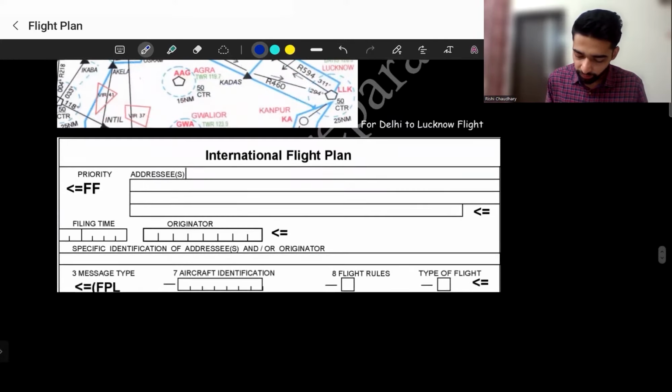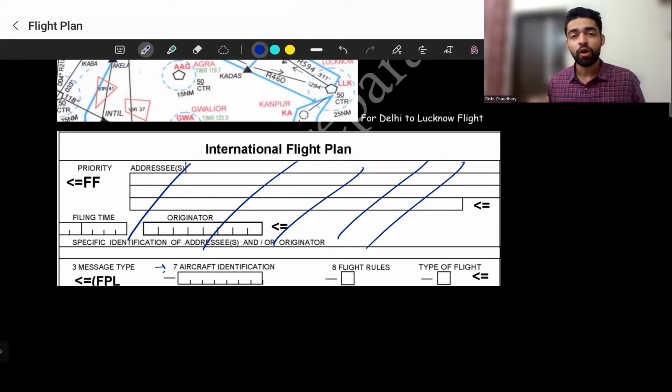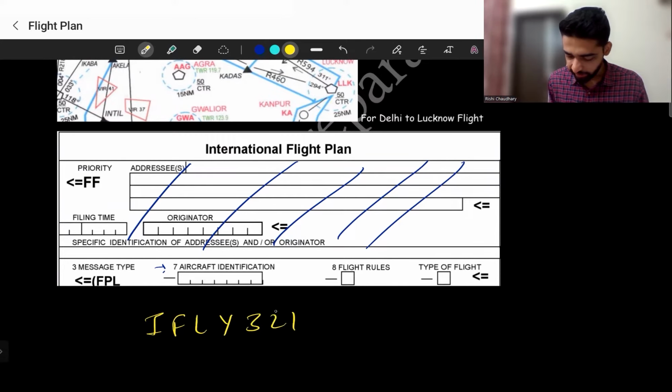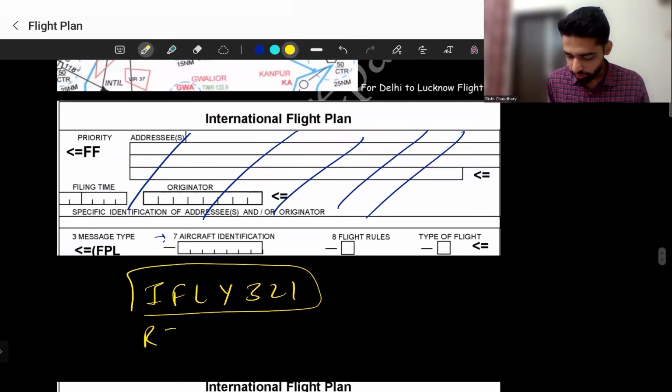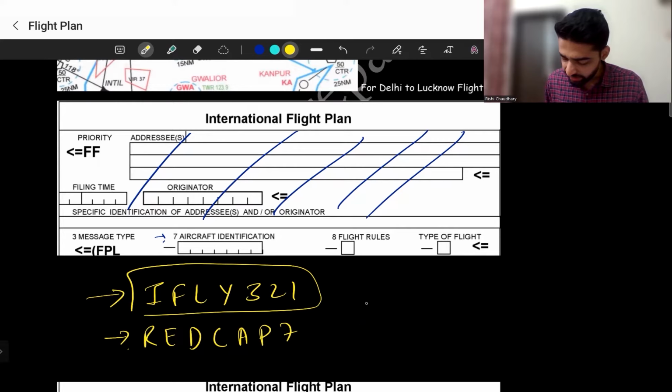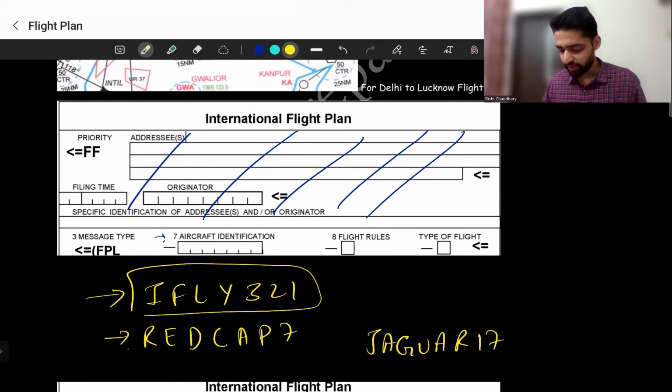So first item number is talking about aircraft identification number, or ID number, or we can say unique identification number. So every aircraft has a particular unique identification code. It can be India Foxtrot Lima Yankee 321. This can be one identification number, or it can be Romeo Echo Delta Charlie Alpha Papa 7. For military aircraft, it can be Jaguar 17, something like this.